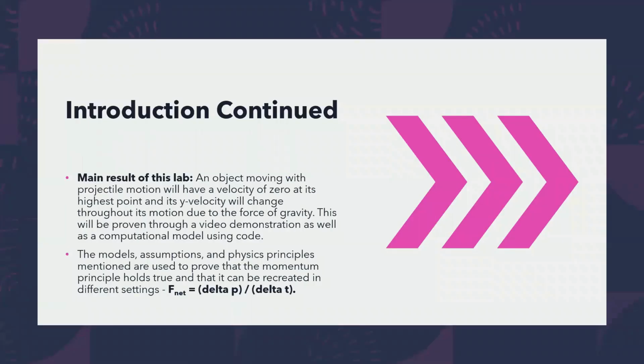For the main results of this lab, an object in projectile motion will have a y velocity of 0 at its highest point, and its y velocity will change throughout its motion due to the force of gravity. This will be proven through a video demonstration as well as a computational model using code. The model's assumptions and physics principles are used to prove that the momentum principle holds true and that it can be recreated in different settings, meaning F net equals delta P over delta t.